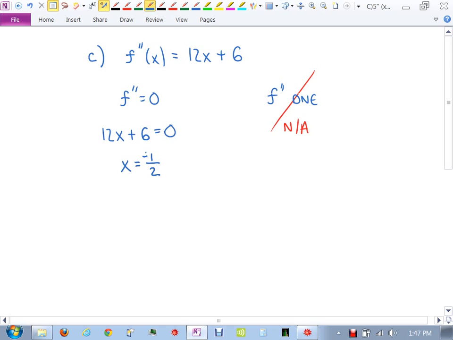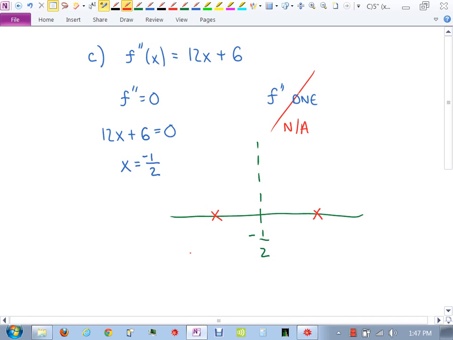What now? What did we do with the previous problem? Once we figured out those numbers, what did I do? I did a number line. Okay, that's what we'll do again. I put negative 1/2 here. That's going to split my number line into 2 regions. And now I'm going to pick 2 test points, one to the left, one to the right.